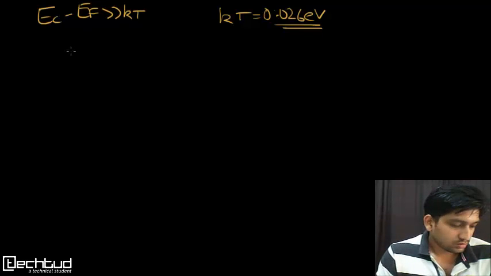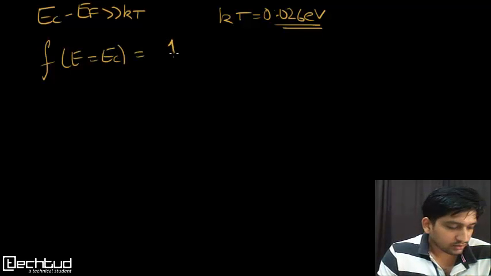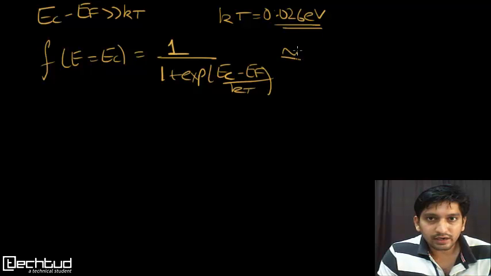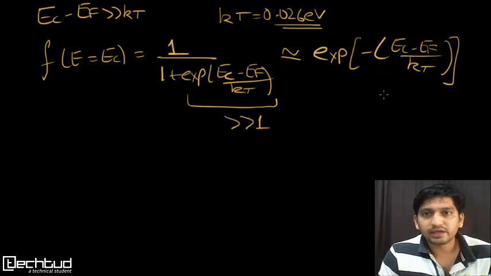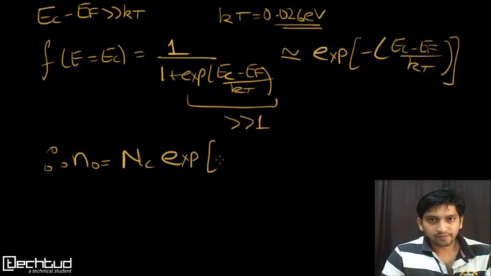If this is the case, we can see that F at E equal to EC is 1 by 1 plus exponential EC minus EF by kT, and we can also write this as exponential minus of EC minus EF by kT. Why is this coming? Because we have assumed that EC minus EF is much greater than kT, so this entire term will be much greater than 1, so we can write it in this manner. Therefore, for this case N naught will be given by NC exponential minus of EC minus EF by kT.